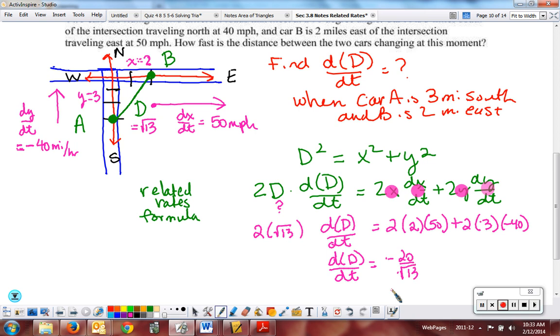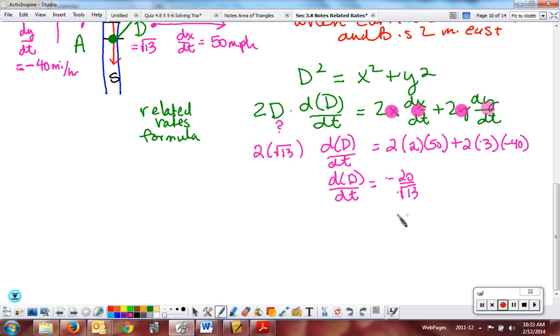So at that instant, they must be moving closer together, but at some point they'll probably move farther apart at some other instant. This is why it's so vital to have an instant, so I know when. And I'm not done. I can't just walk away. Miles per hour.